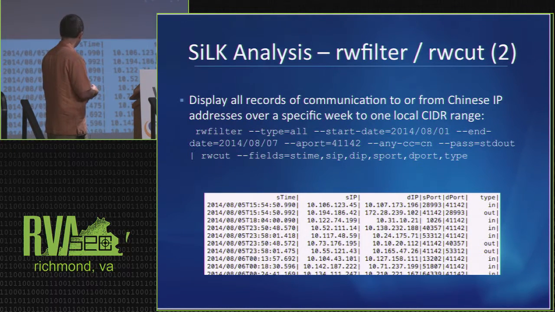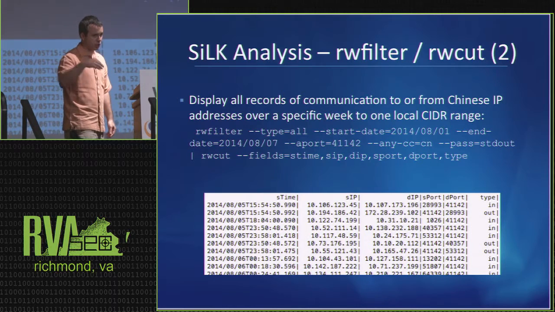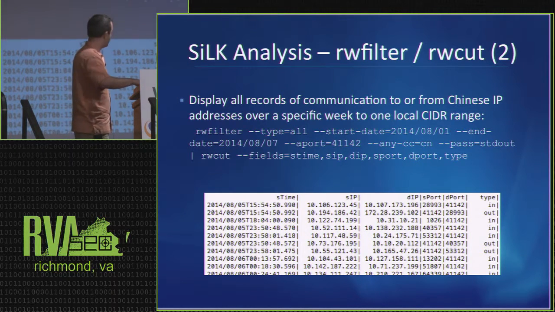But you also have, we're going to look at where any port is 41.142. And by any port, it means where the source port or the destination port is 41.142. And you'll notice in the example that in every record, either the source port or destination port is that. And obviously our start date is 8/1/2014, and our end date is a week later. We look at where any country code, be it source country code or destination country code in the record, is China.